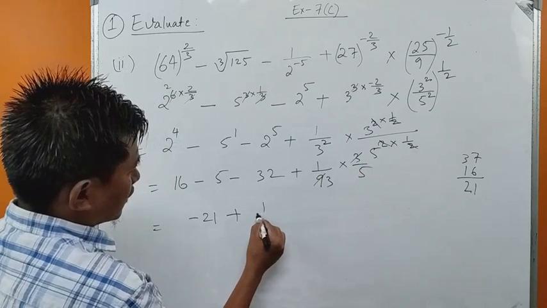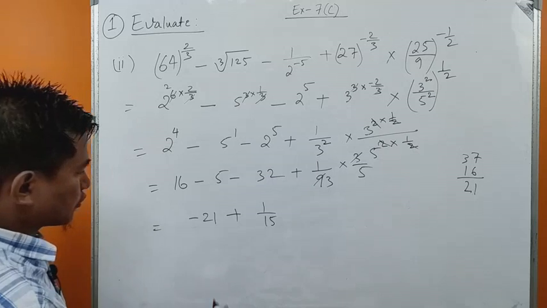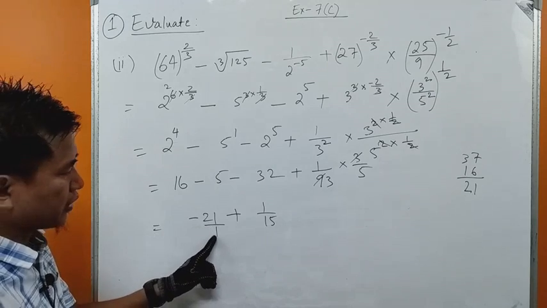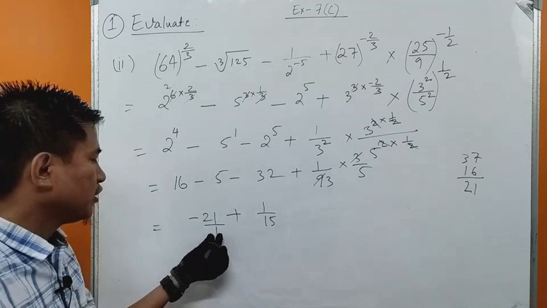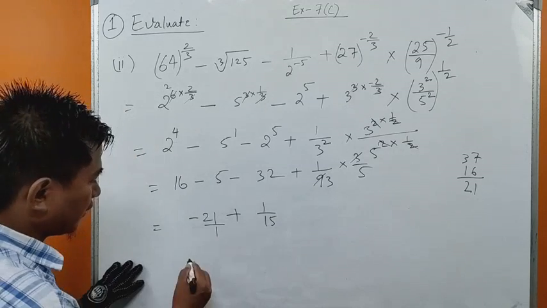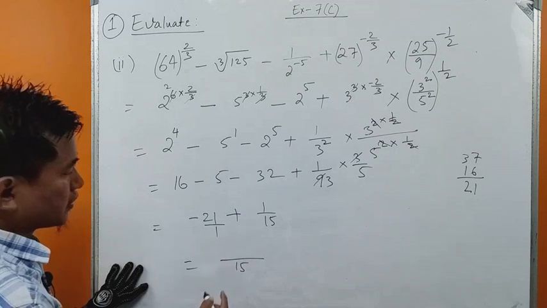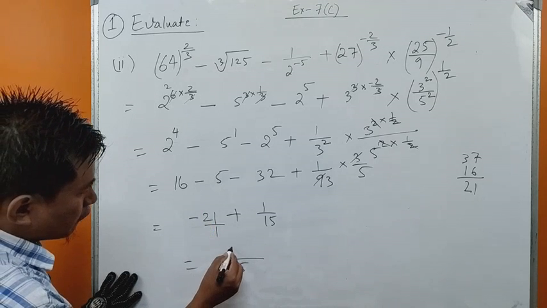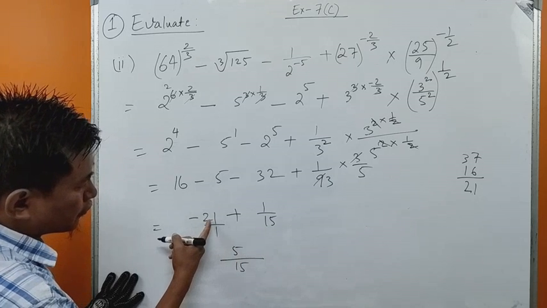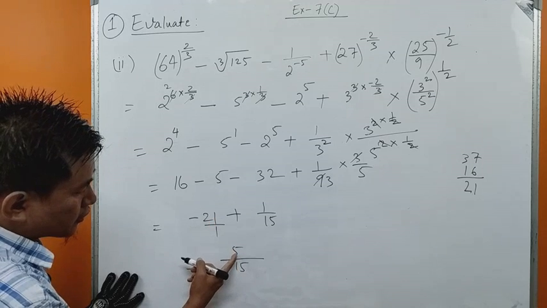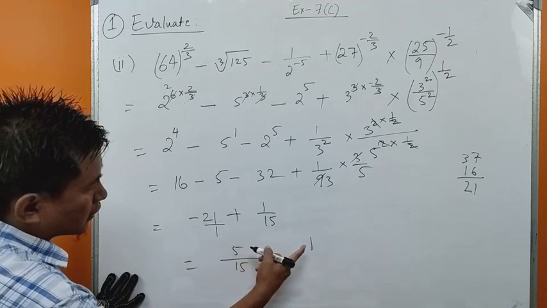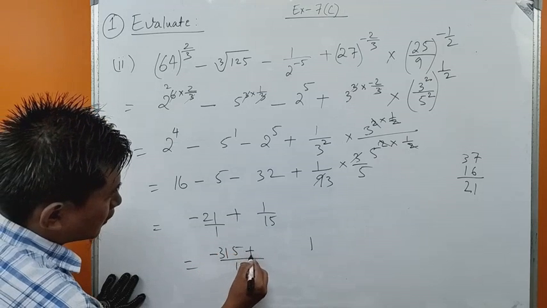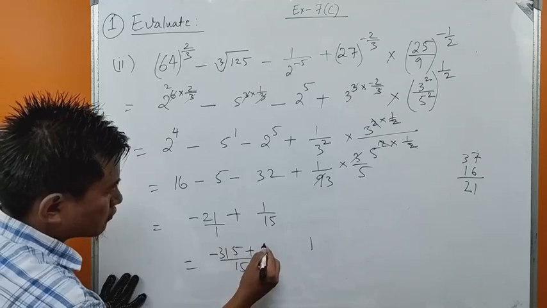1 upon 15, 3 5s are 15. So let's take the LCM of the denominators. 21 upon 1. We must assume 1 here because every number has 1 in the denominator. So let's take the LCM of 1 and 15. The LCM will be 15, which means 1 into 15 gives us this 15. 15 into 21: 15 ones are 15, that is 5, 1 in hand. 15 twos are 30. 30 plus this 1 is 31. Plus 15 ones are 15, so 1 into 1 is 1.